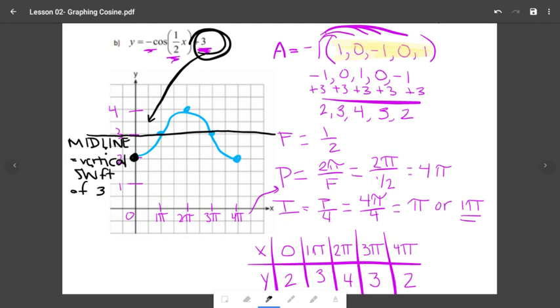Notice this cosine graph is flipped upside down. That's because of the negative in front. So just all important things that you should notice about your graph.